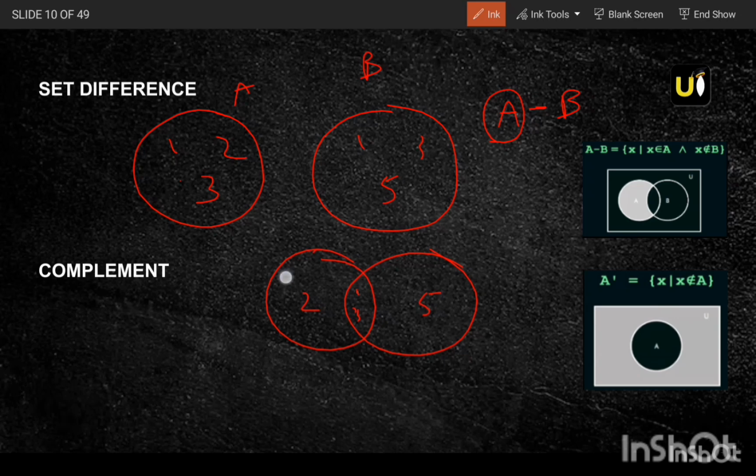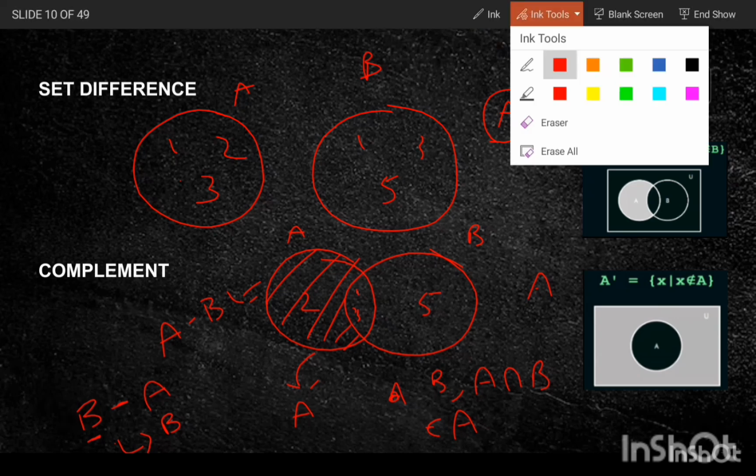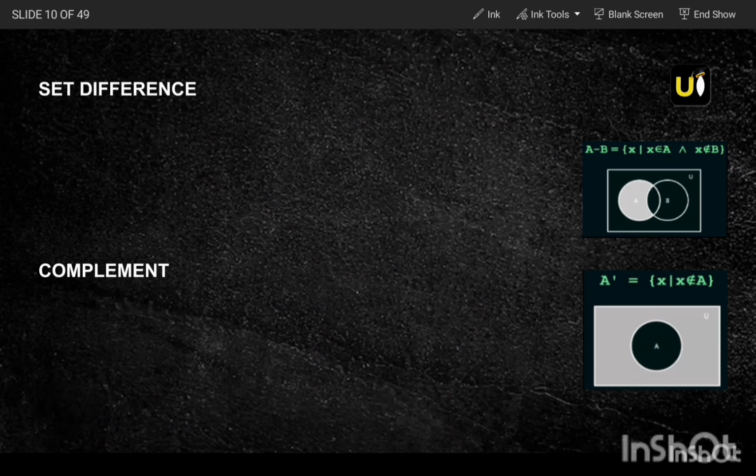So this is the set A minus B. The elements that are present only in A, that means these elements are not present in B. So the elements will not belong to B as well as A intersection B. The elements will only belong to A. If we are asked to calculate B minus A, then we have to consider the elements that are present only in B, but not in A intersection B, and also not in the set A. The elements must be present only in the set B. That is considered as set difference.